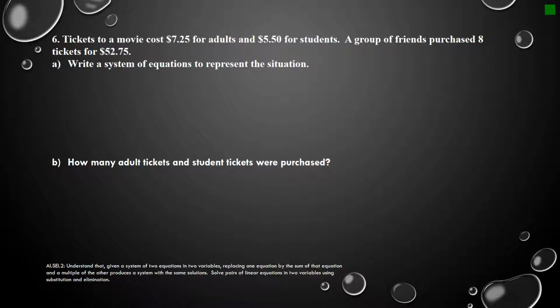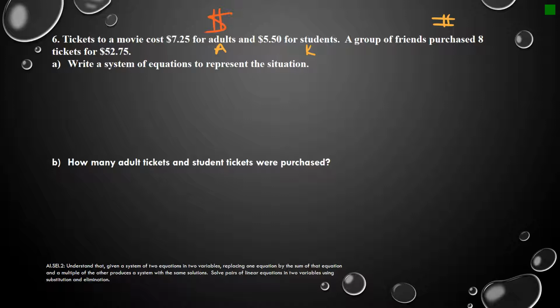So you have two things going on here. You got information about money and you have information about the number of tickets. So if we're going to let A equal adults and K equal students for kids, because I don't like S. It looks like a 5. My handwriting's bad enough. I don't need a 5 and an S to get confused.